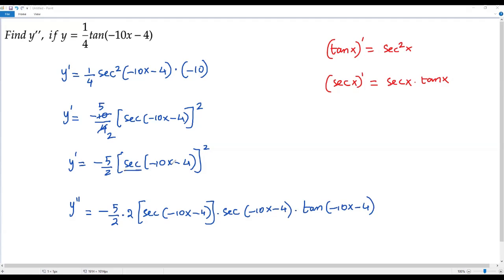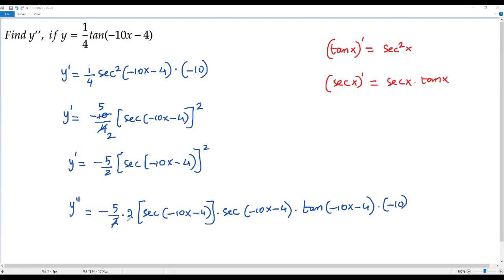Again, by chain rule, I have to find the derivative of this (-10x - 4). When I find the derivative, -10x will become just -10, because -10 is a constant and we keep it as it is. The derivative of the variable x with respect to x is 1. -10 times 1 is -10, and this -4 is a constant, so its derivative is 0. So here, times -10.